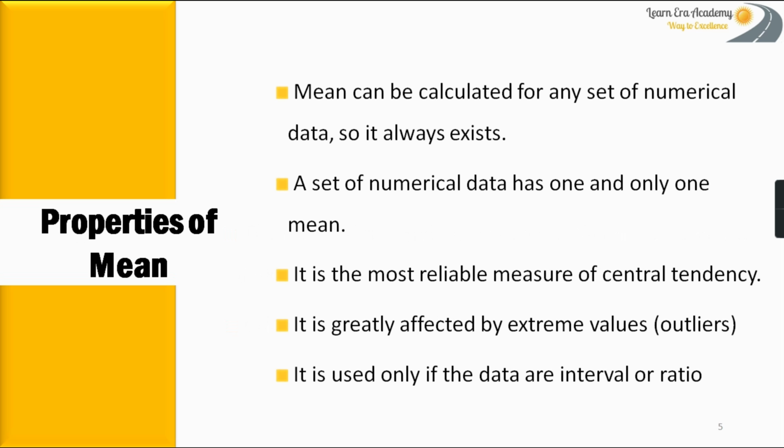Now we can see the properties of mean. Mean can be calculated for any set of numerical data. For a set of numerical data, we have only one mean. It's the most reliable measure of central tendency. It's sometimes affected by outliers. It's used only if the data are interval or ratio type.